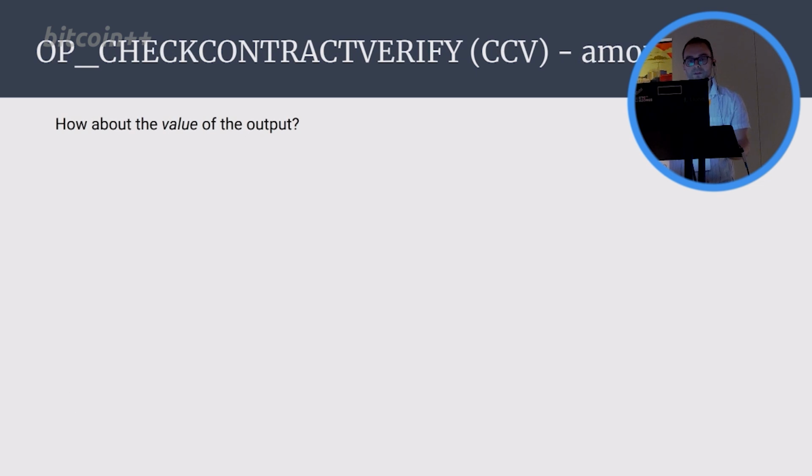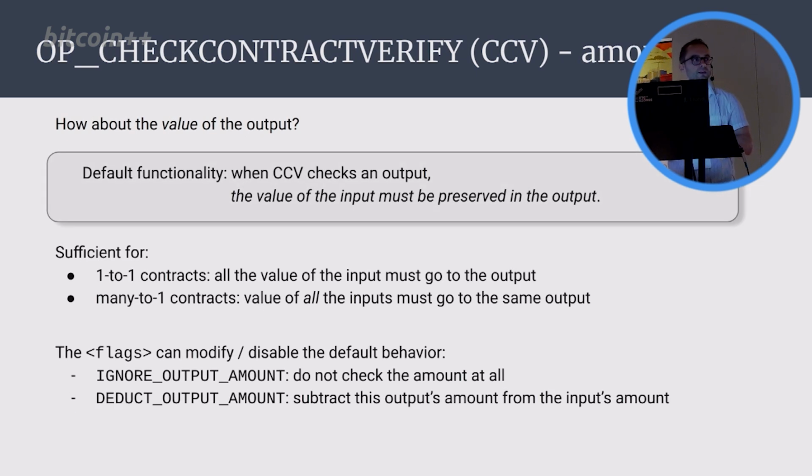And what about the value of the output? We said before that we need some sensible way of also controlling the value of the output. And for many contracts, just piping the value of the input to the output that we are checking is more or less the behavior that we expect. In many cases, we have contracts that are one-to-one, so we have one UTXO that we are destroying and we are creating a new UTXO, and we just want to preserve the value. But for some contracts, for example, for vaults, it's interesting to do many-to-one, meaning you have many inputs that are spending to the same output, and then you want to just sum all these amounts together.